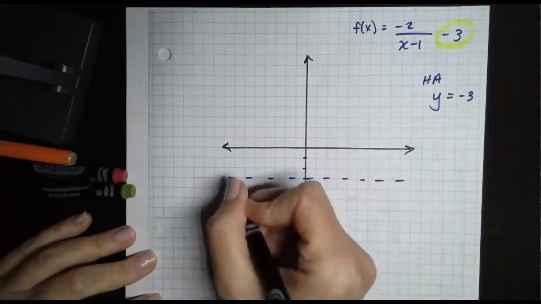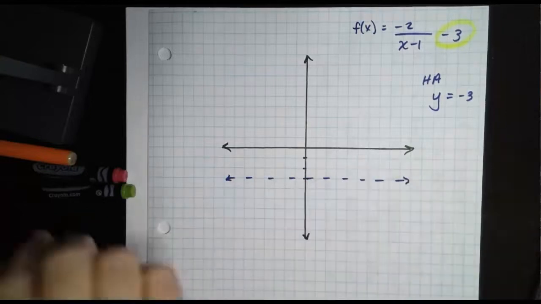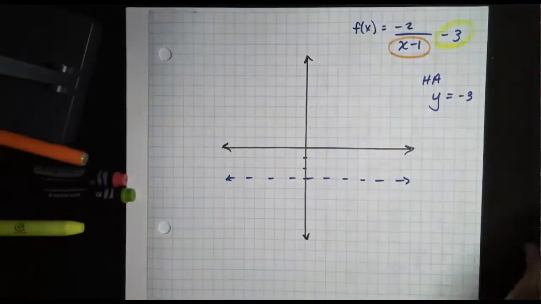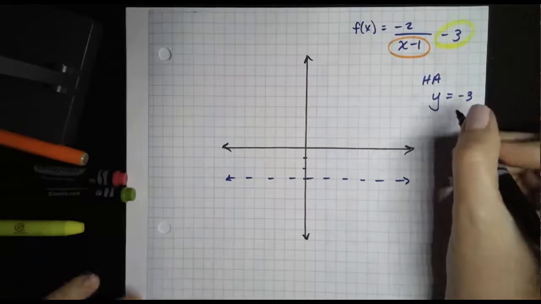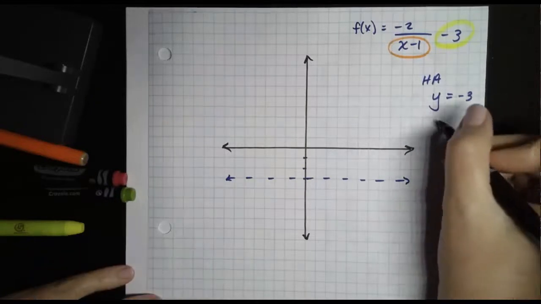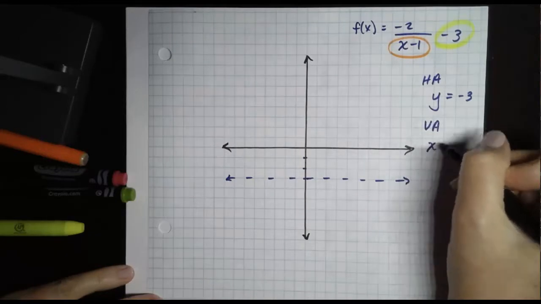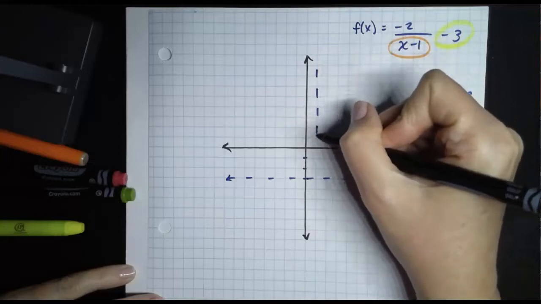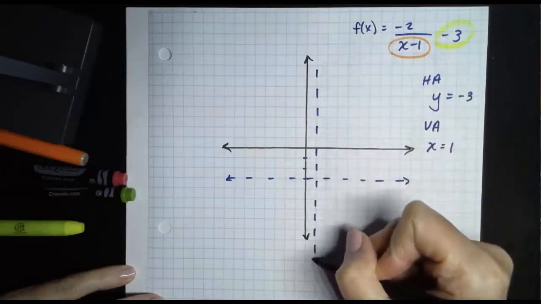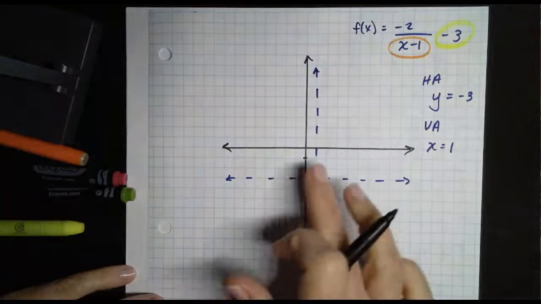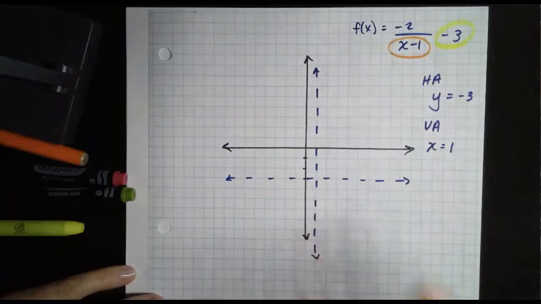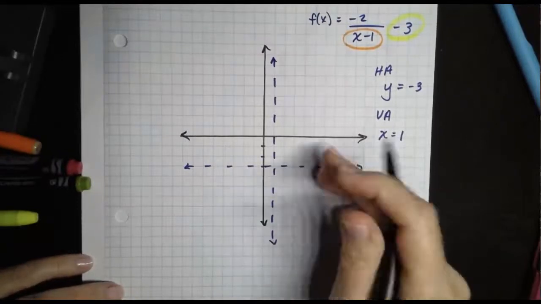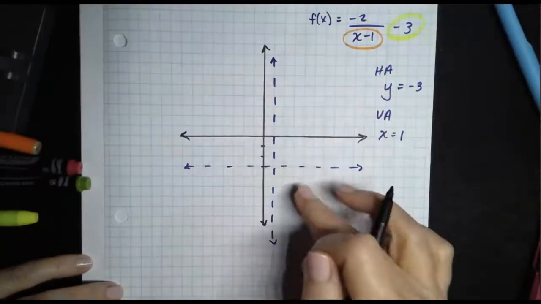Here's our horizontal asymptote. Then our vertical asymptote is found by whatever our restricted value is from our domain. So our domain is restricted and it cannot be +1. So we have a vertical asymptote at x equals 1. Here is our vertical asymptote. Now essentially what these two asymptotes have done is they've created a new origin for us to use as our axis. So basically first quadrant, second quadrant, third quadrant, fourth quadrant.